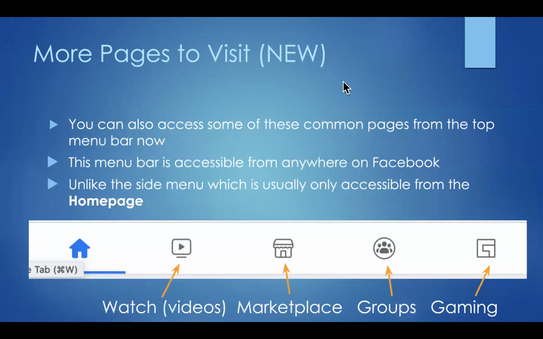You can also access some of the common pages from the top menu bar now. So some of those include watching videos, which is right next to the home icon. You have marketplace, you have groups, and you also have gaming, which is at the very end. This menu bar is accessible from anywhere on Facebook, so you will always be able to see this menu bar with all these options. And unlike the side menu, which is usually only accessible from the homepage, you'll be able to see this one.